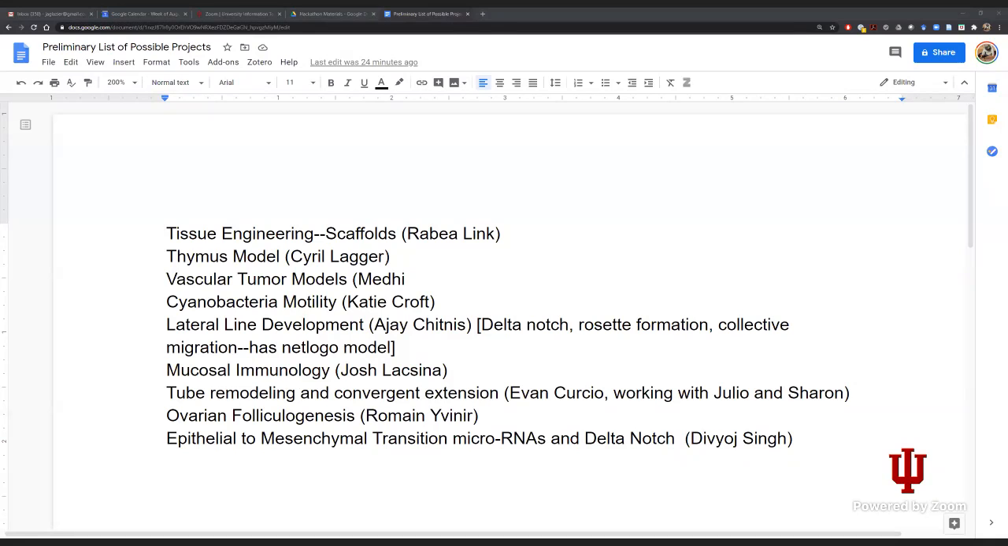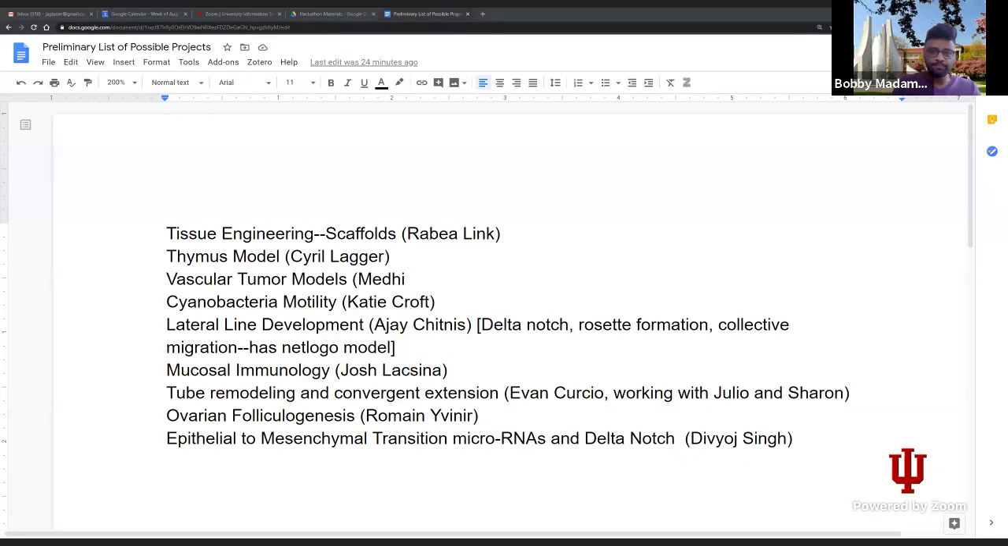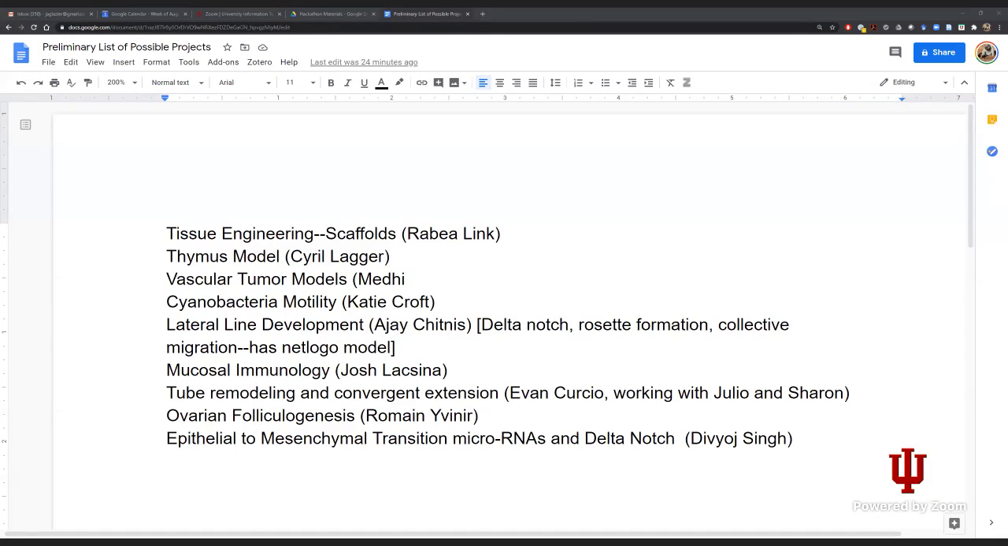Maybe it makes sense, at least to begin with, to combine the tube remodeling, the epithelial mesenchymal transition modeling, and the lateral line. Or at least combine the lateral line and the epithelial mesenchymal transition modeling, since those are very similar models to begin with. The tube remodeling is a little bit different because it involves links rather than convergent extension. Okay, AJ.